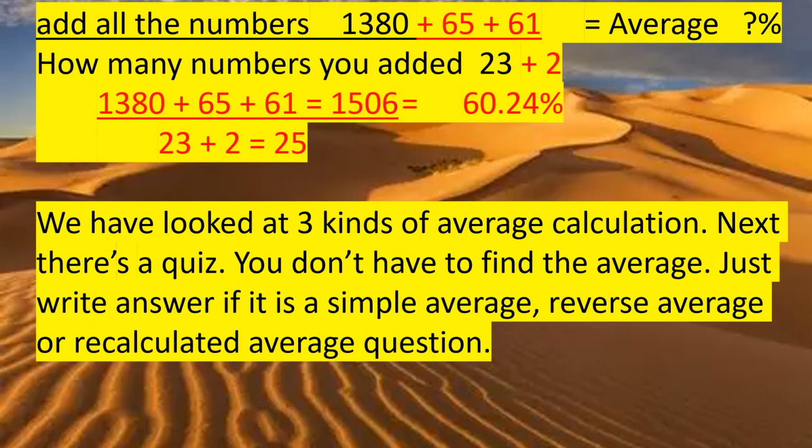So we do all those additions, and we end up with 1506 on the top and 25 on the bottom. When you do that calculation, it comes to 60.24. So that's our new average, including the two late people.